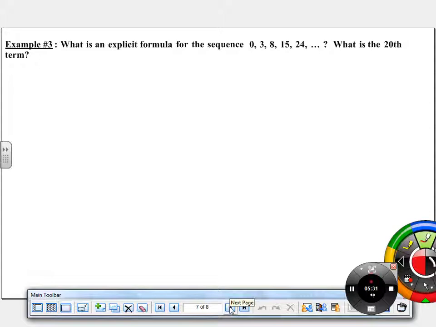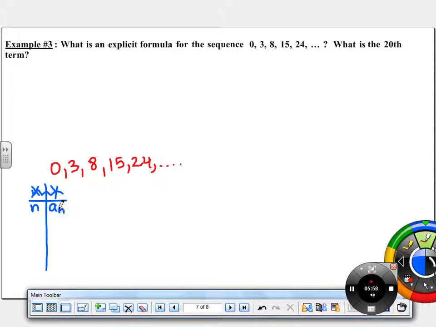So if we look at this next one, example 3, it asks for an explicit formula for the given sequence, which is 0, 3, 8, 15, 24, etc. So there are a couple ways for us to think about this. One way, again, would be to look at input-outputs, which we're not going to call x and y anywhere. We're calling them n and a sub n. So we want first term, second term, third term, fourth term, fifth term. And in this case, that's 0, 3, 8, 15, 24.